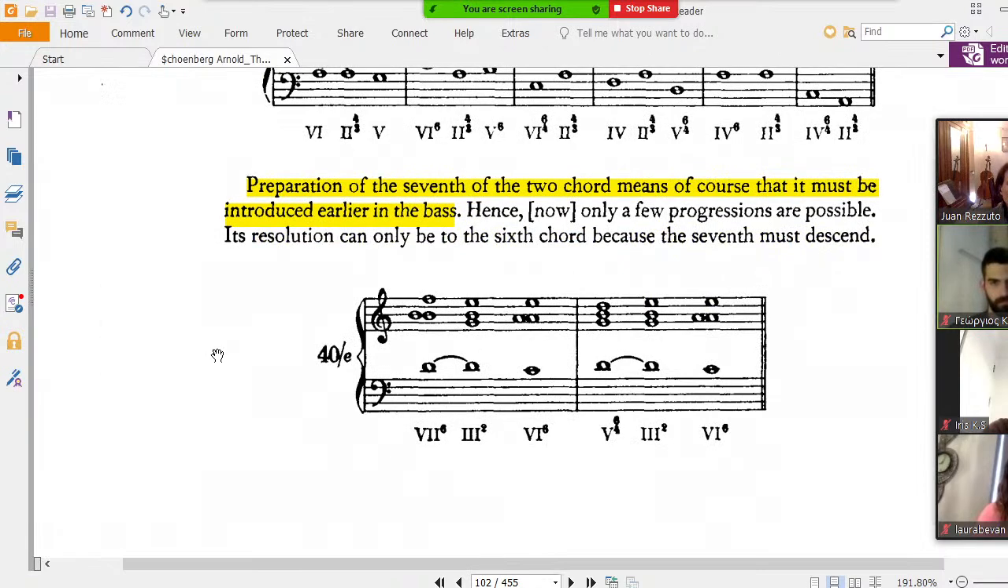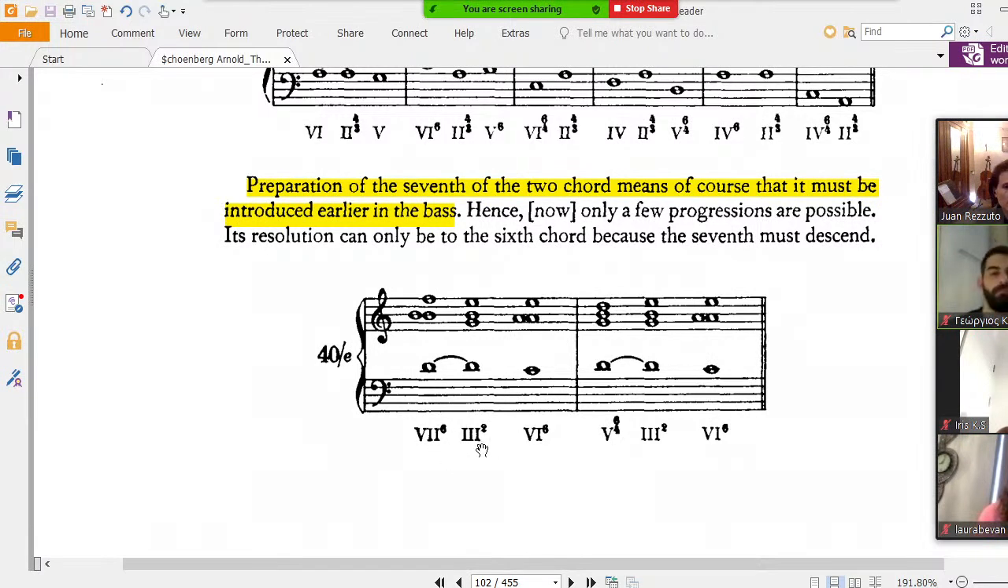Now I'm going to go very specifically, not through all the examples. The preparation of the seventh of the two chord means, of course, that it must be introduced earlier on the bass, because this chord is very peculiar. You have the seventh on the bass.